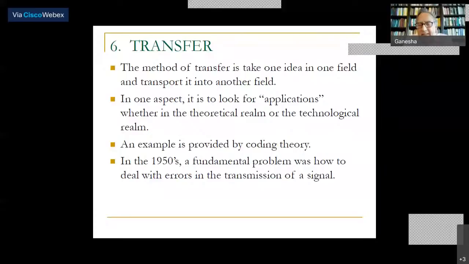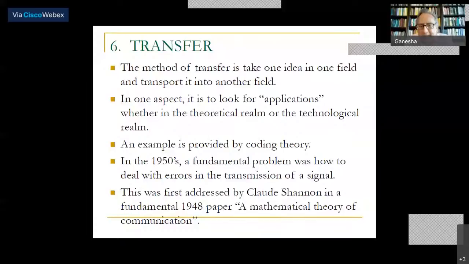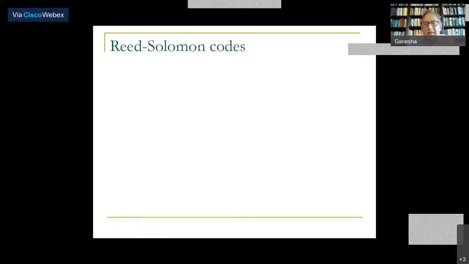This problem was looked at in the 1950s, and the person who came up with a brilliant answer was Claude Shannon in 1948, Mathematical Theory of Communication. It's a beautiful paper. If you have never heard of it, you might want to look into it. It set the stage for a new topic of mathematics called coding theory. One of the remarkable discoveries after Shannon's paper was what's called the Reed-Solomon codes.